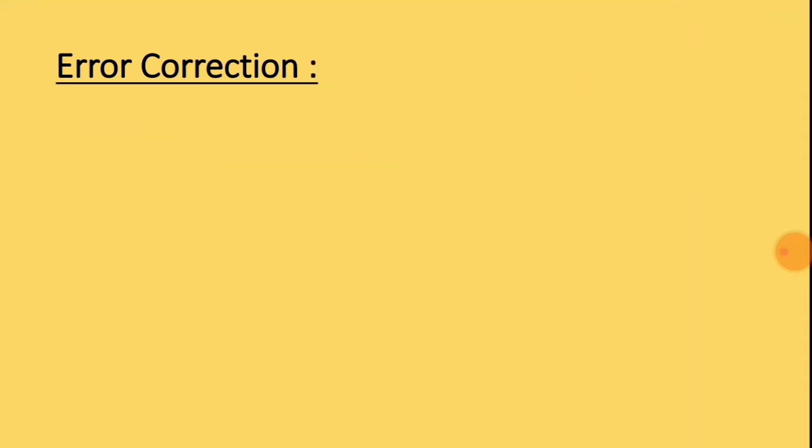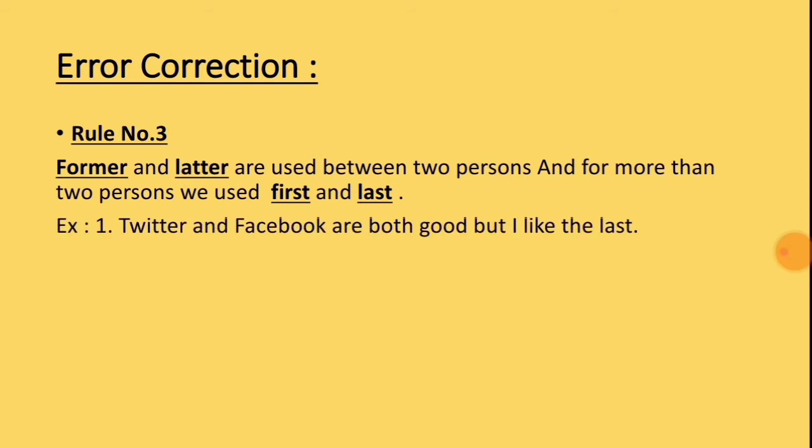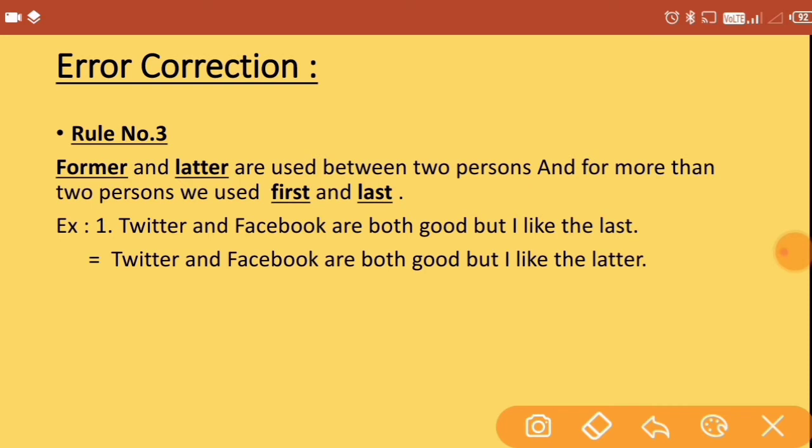Next, rule number 3, former and latter are used between two persons. For more than two persons, we use first and last. Twitter and Facebook, two things, so we cannot use here last but latter.